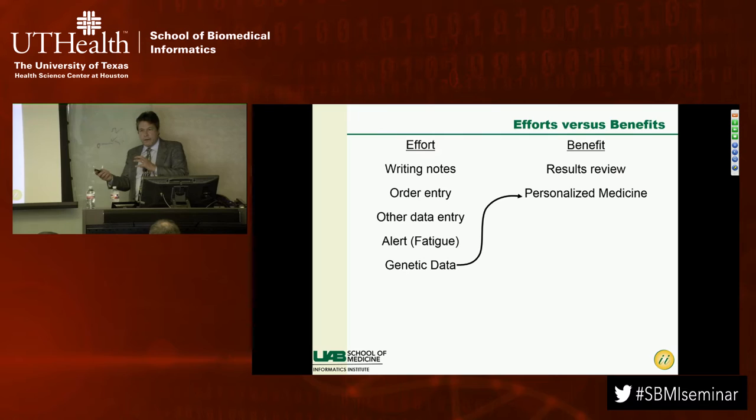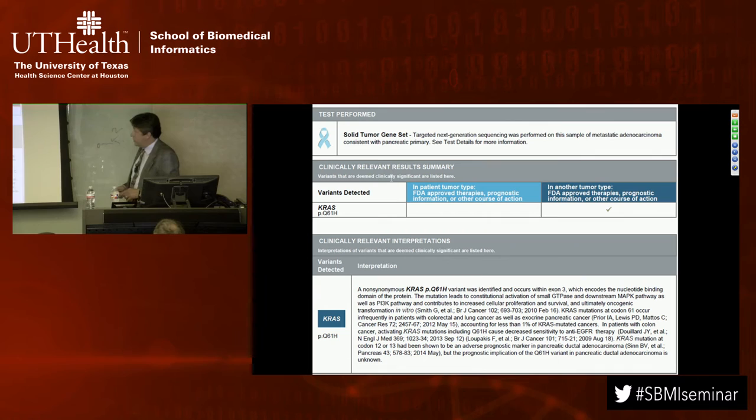This is just an example of a report. This is a tumor biopsy, and it's got a variant detected, and there's this variant. And it says in this tumor type, there are FDA-approved therapies, and in another tumor type, there are other FDA-approved therapies. So even though the patient has a different cancer than the one that's been studied, maybe because of the variant, you can apply some other stuff.